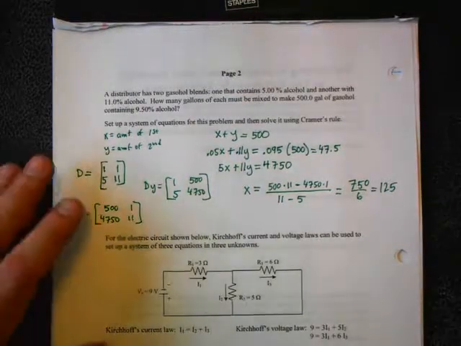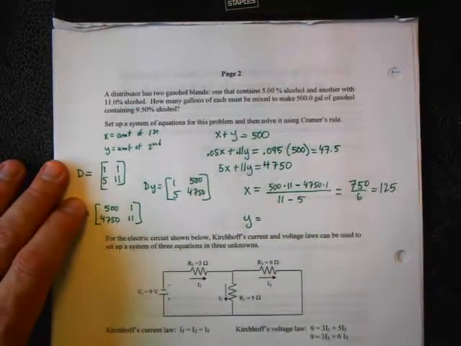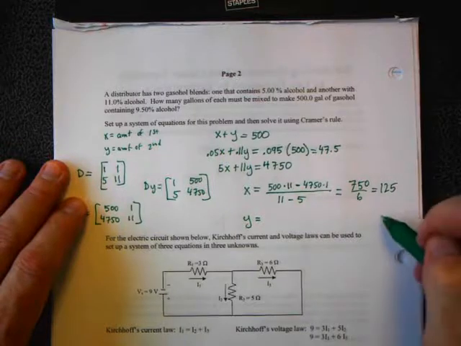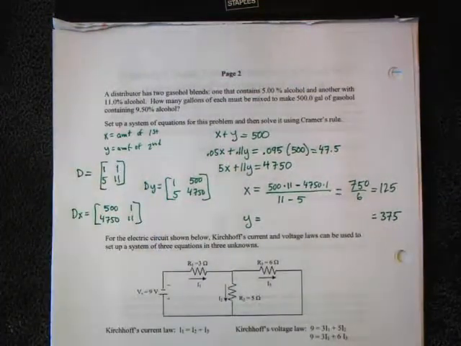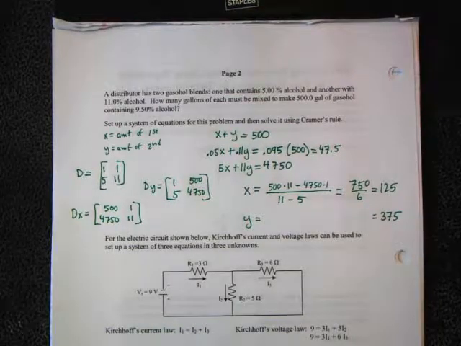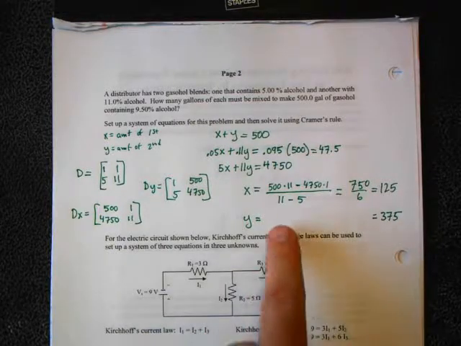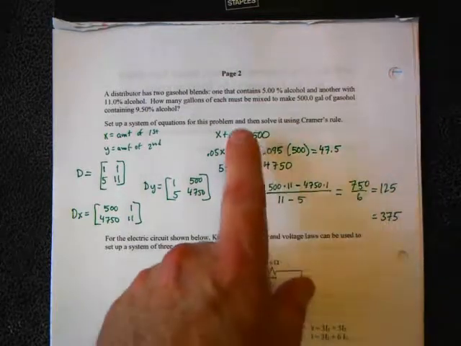Okay, and then finally, y. What'd you get? How did you get 375 so fast? Yeah, so now the question becomes, would you really do the determinant of dy divided by d, or would you just take the 125 and plug it in and solve?